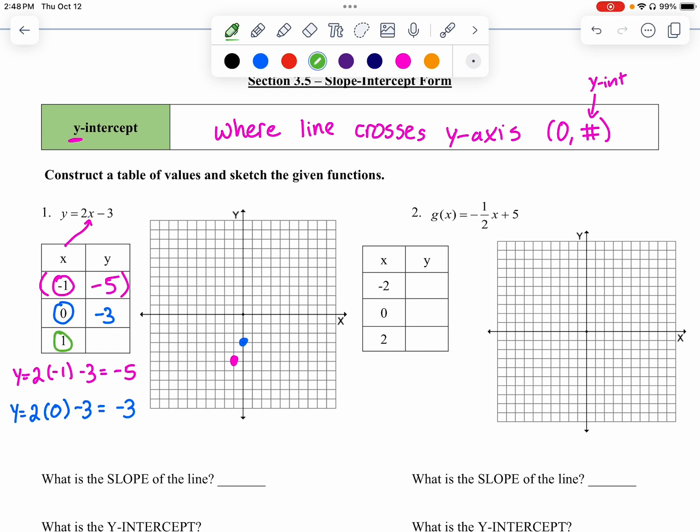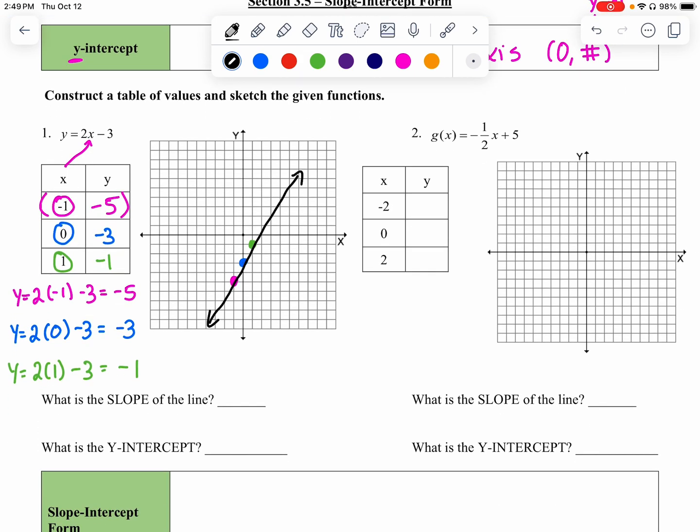Finally, I'm going to use the x as 1. So 2 parentheses 1 minus 3. So 2 minus 3 is negative 1. I'm going to graph the point 1 in the x direction, negative 1 in the y direction. And those are my 3 points. To graph a line, you do actually need to draw the line through the points. So after you graph them, draw a line. And it should have arrows on the end because that is an equation that's going to go forever.